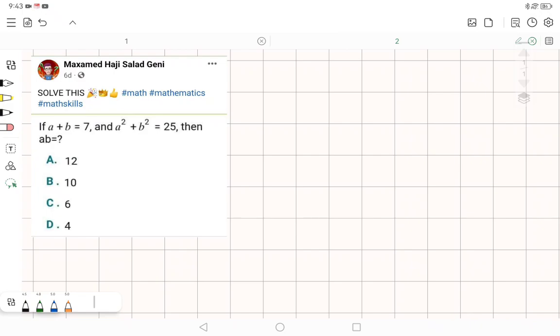So here, the given is the sum of a and b is equal to 7, and the sum of the squares of a and b is equal to 25. Then what is the product of a and b? So let's solve it like this. We have our given, which is a plus b is equal to 7, and the other one is a squared plus b squared is equal to 25.